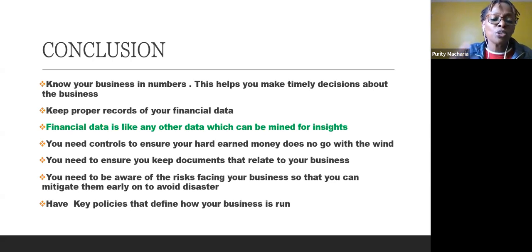So put down your risks and create mitigation, at least two or three risks to your business. Then look for mitigation. If you're a somewhat sizable business, you probably want to look at a few more. Then have key policies for your business.